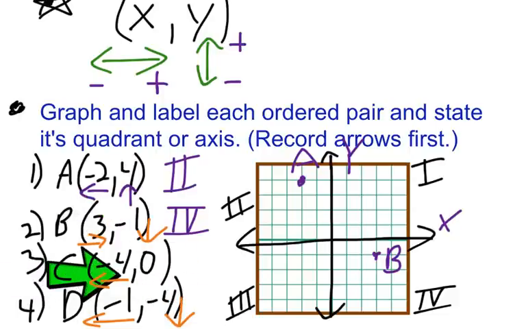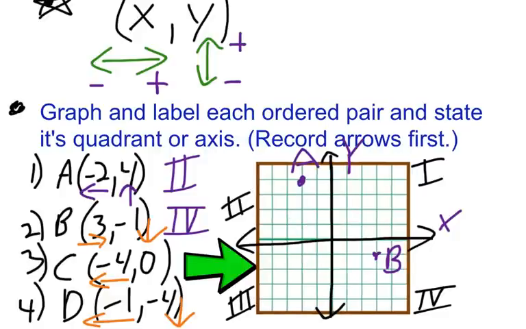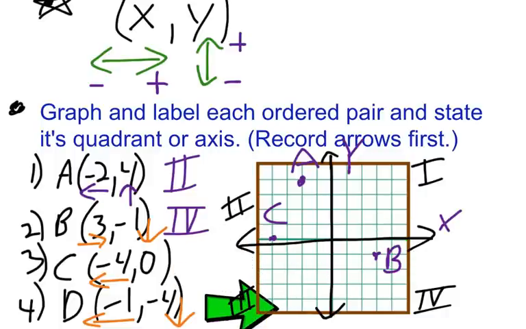Okay, number 3, negative 4, 0. We start at the origin, we go left 4. So left 1, 2, 3, 4. And we're going to put a point right there, and we're going to label that C. And that's right on the axis. What axis is that on? The x-axis. So it's not in a quadrant, so we'll just say it's x-axis.